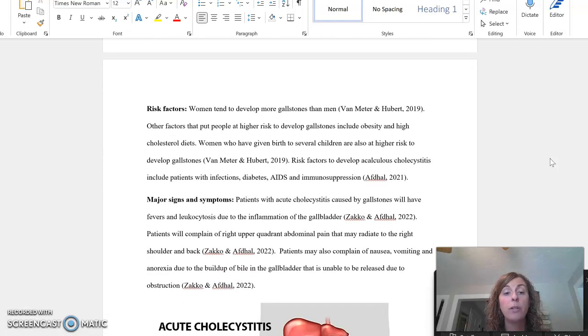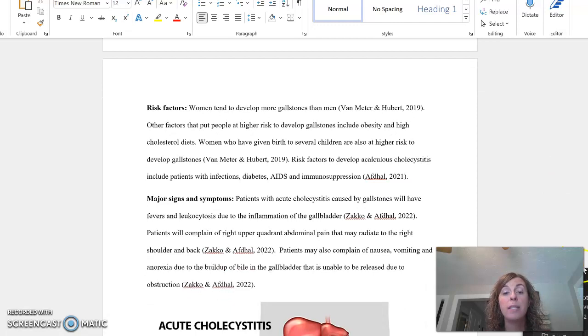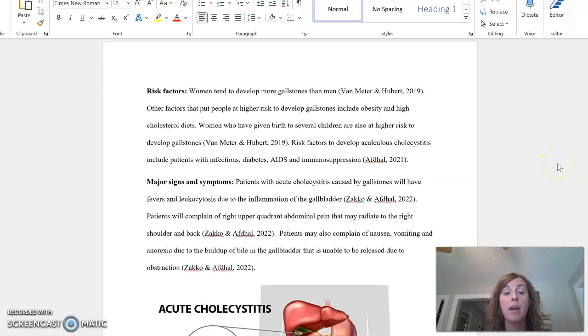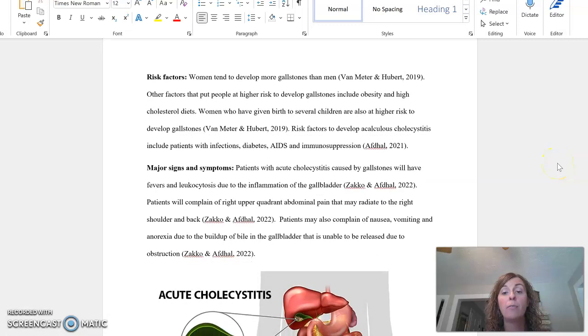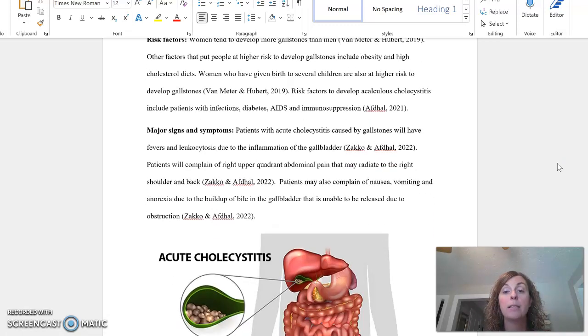Risk factors involved with cholecystitis. So women tend to develop more gallstones than men, and people who have obesity or high cholesterol diets will develop more gallstones. Women who have given birth to several children are also at higher risk. Risk factors to develop the acalculous cholecystitis, so these patients that aren't developing gallstones, include patients, like I mentioned, who are hospitalized, suffering from infections, diabetes, AIDS, any immunosuppression puts them at higher risk to develop the acalculous cholecystitis.